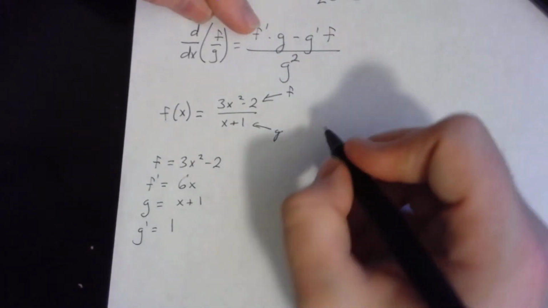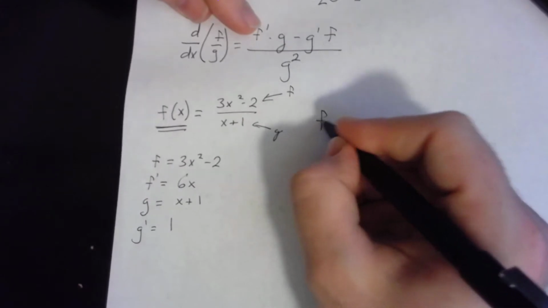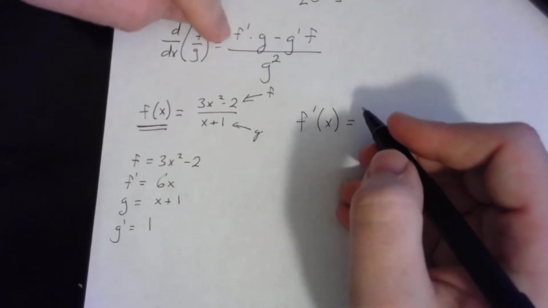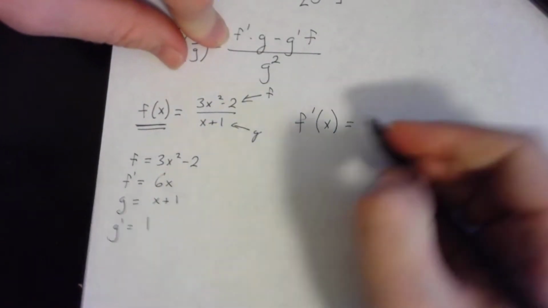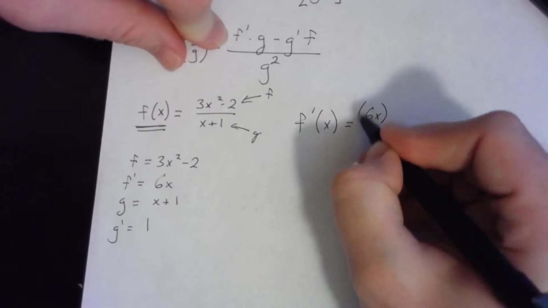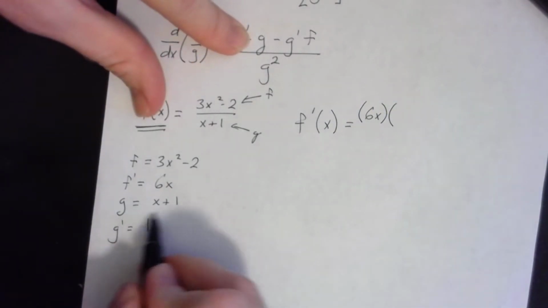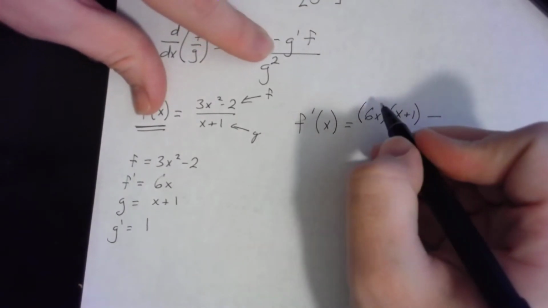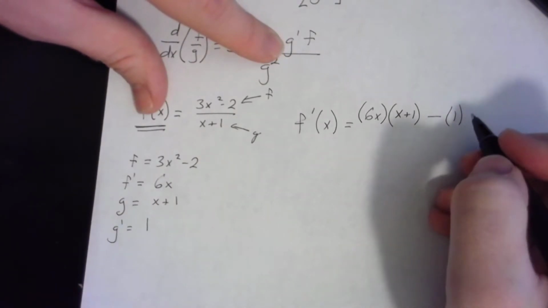So I'm going to go ahead and do so. If this is f of x, again, this is the problem we were given, f prime of x will be equal to f prime up here. Notice again, my f prime is a notational thing. So I'm going to have 6x. I'm going to put it in parentheses so I don't make any silly mistakes. Times g. G from here is x plus 1. Minus, because that's the formula, g prime is just a 1. I'm going to put that in parentheses even though it doesn't need to be there.